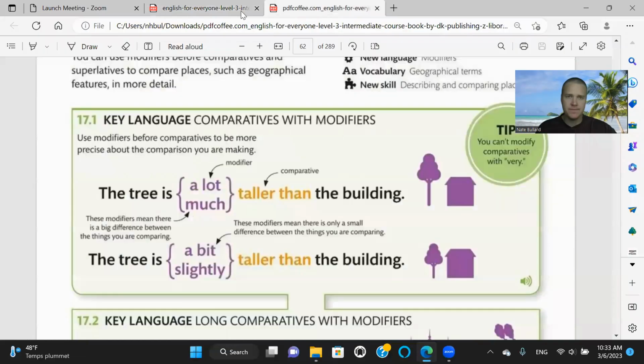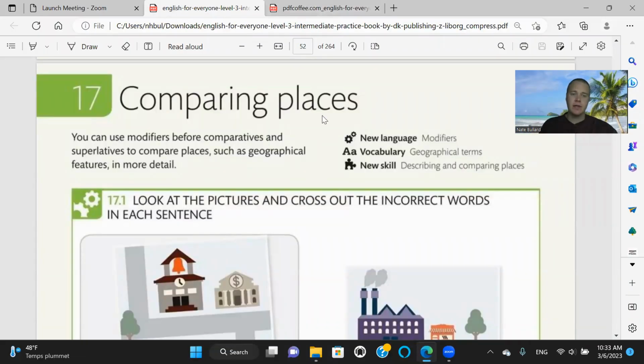In this lesson, lesson number 17, English for Everyone, Level 3 practice book, this lesson is about comparing places, comparando lugares.